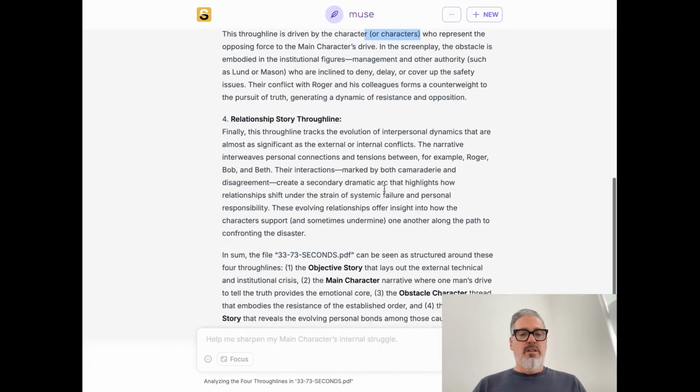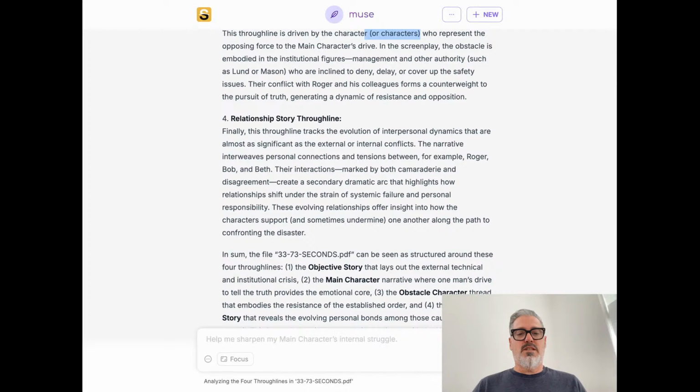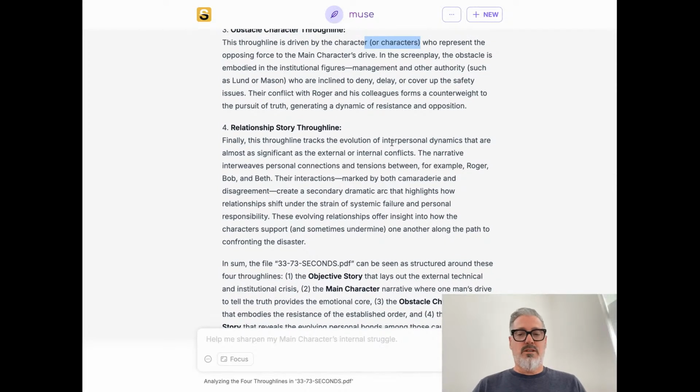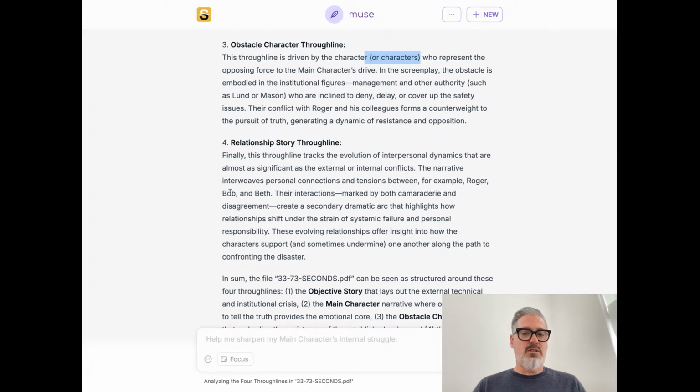And then finally, the relationship story through line tracks the evolution of interpersonal dynamics that are almost as significant as the external and internal plots. Sweet. The narrative interweaves personal connections and tensions between, for example, Roger, Bob, and Beth. So I have a feeling Roger and Bob is one relationship, and Roger and Beth are another. And I would almost certainly say that Bob would be the obstacle character. I'll check that in a second.